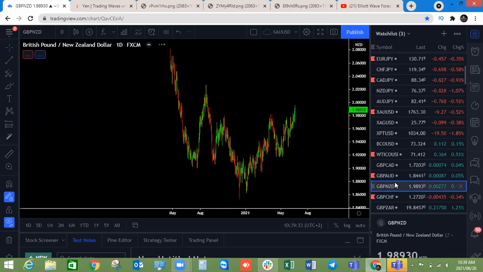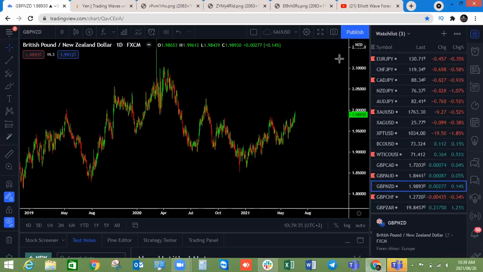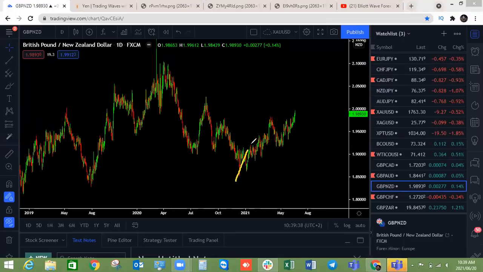Same as Pound New Zealand. We're going to see it continue to the upside. We've got this structure here. We're looking for it to make a push to around these levels. Okay, so that is Pound New Zealand.